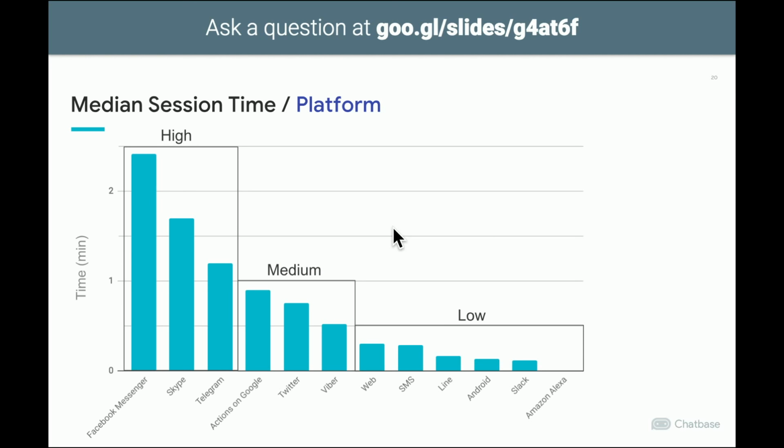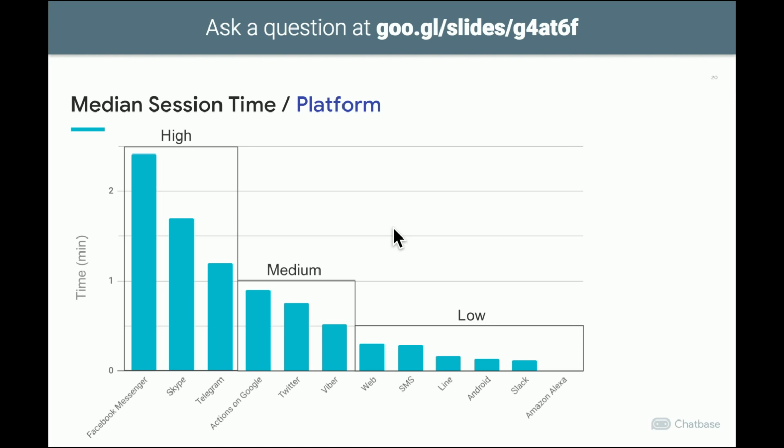So we did an analysis by platform. For the different platforms that your bots live on, what is the median session time? On the high end is Facebook Messenger with over 2 minutes of median session time. On the low end is Alexa, with pretty much single interactions. It's a very short session time, a request-response kind of interaction, as the median.